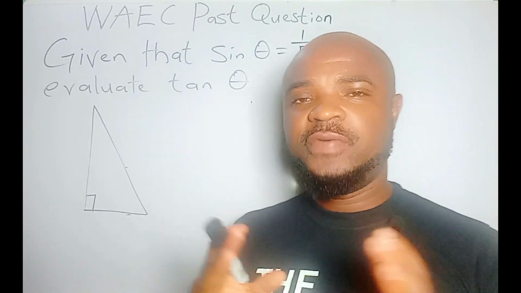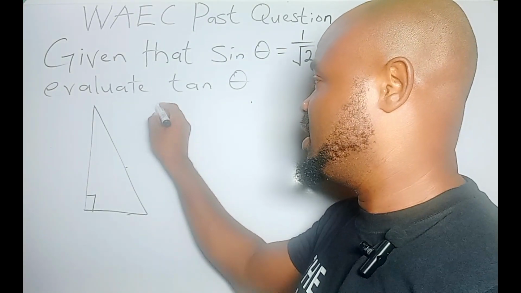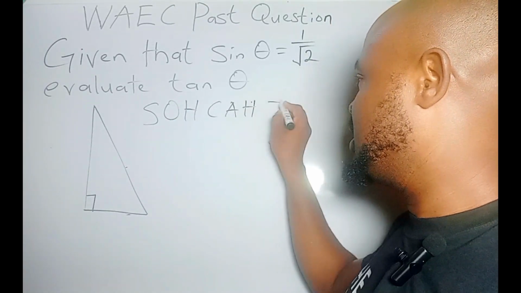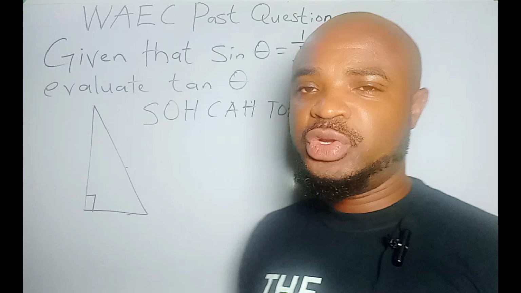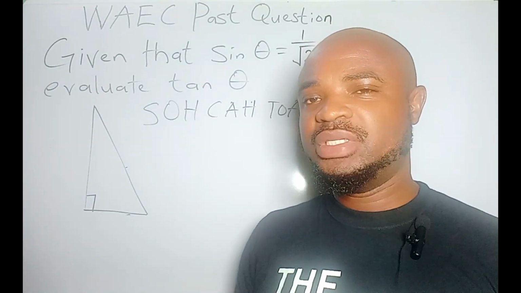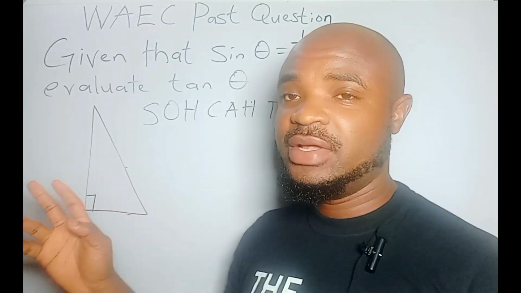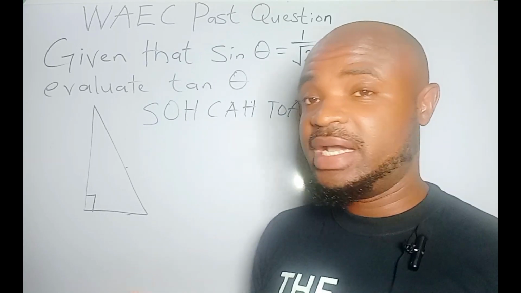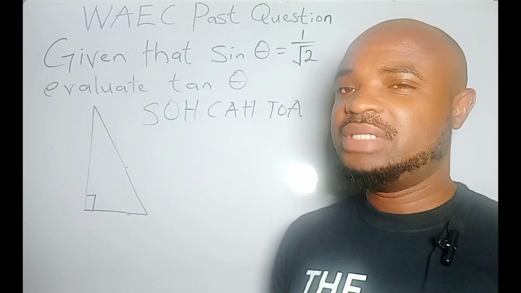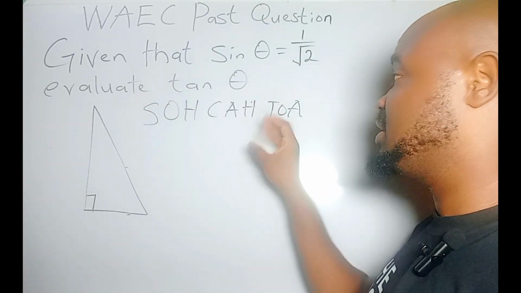Before we go further, we need to remind ourselves of SOH CAH TOA. This is a major acronym when it comes to trigonometry because we have all the trig ratios here: the sine, the cosine, the tangent. Are you following? Fantastic. The S stands for sine. The C stands for cosine, which we also call cos in abbreviated form. And the T stands for tangent, which we can also call tan. Each of these letters stands for something.